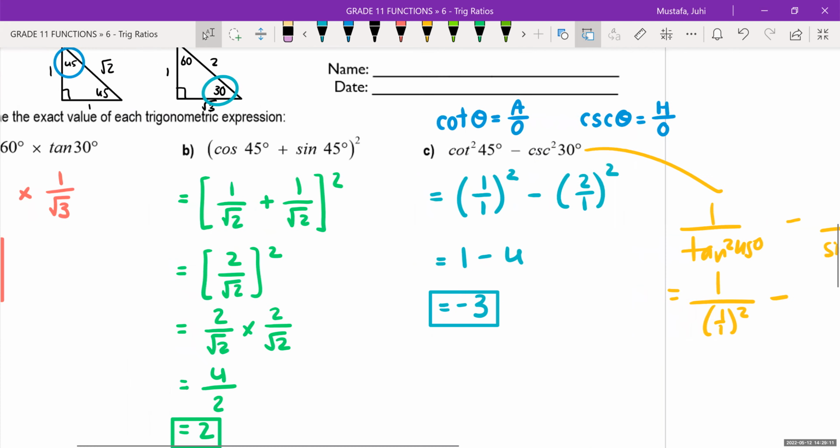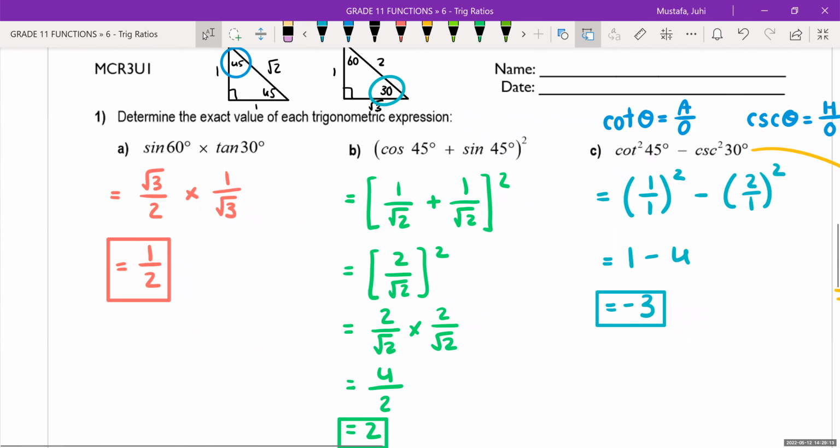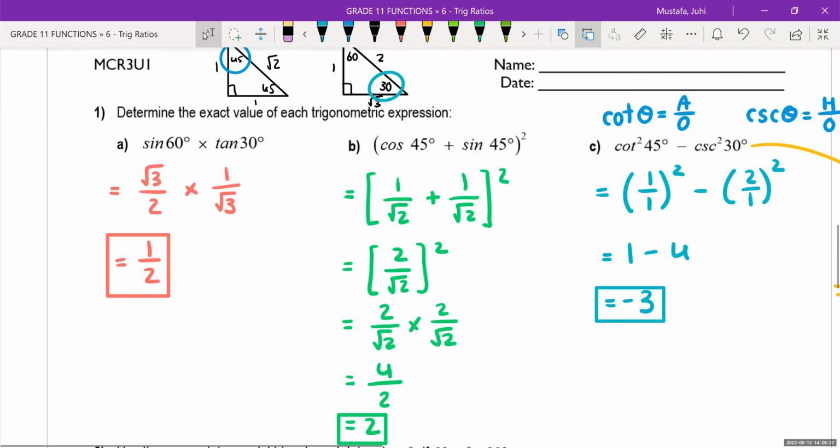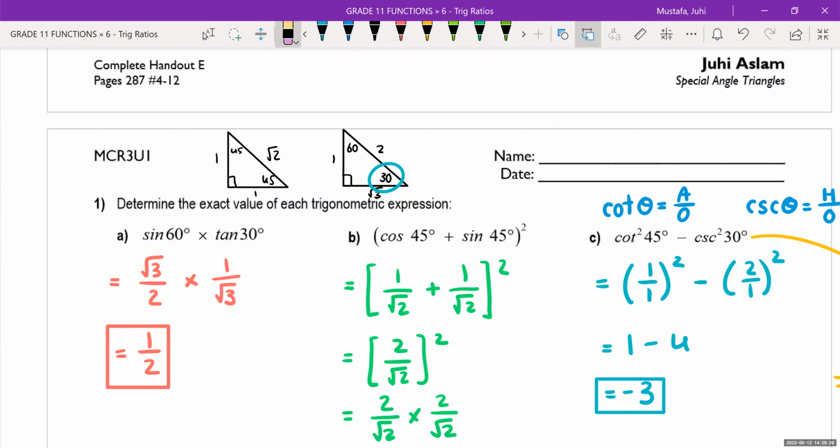Okay, last question. How are we going to solve these things? Use the appropriate special triangle and determine theta if theta is between 0 and 90 degrees. So sine theta is equal to √3 over 2. Let's go to our triangles. First of all, in which one of these triangles can we find √3? 45 or 30, 60? Yeah, it has to be in the second triangle. It has to be in the 30, 60.